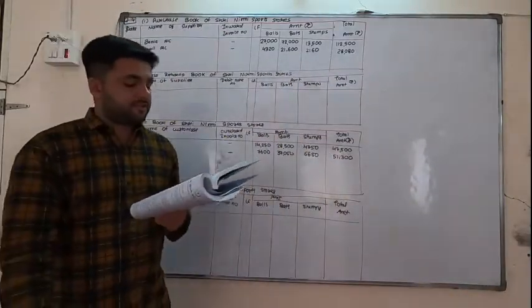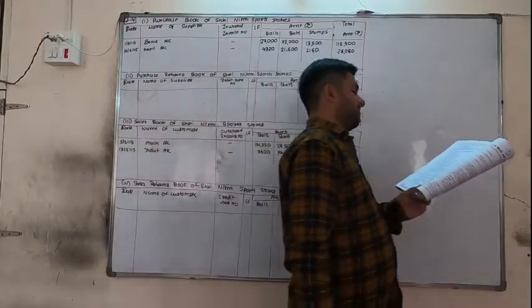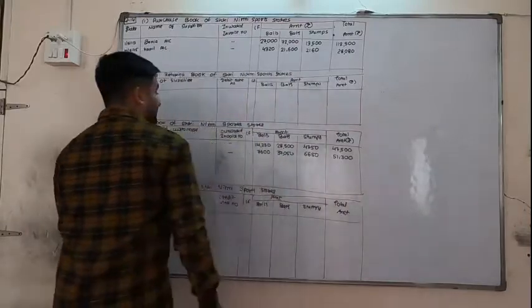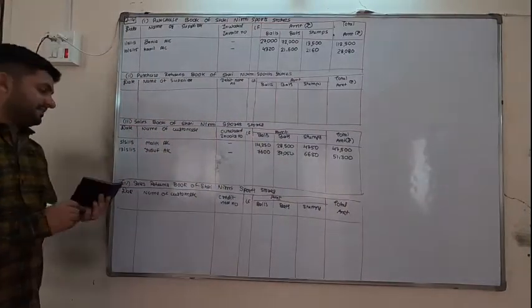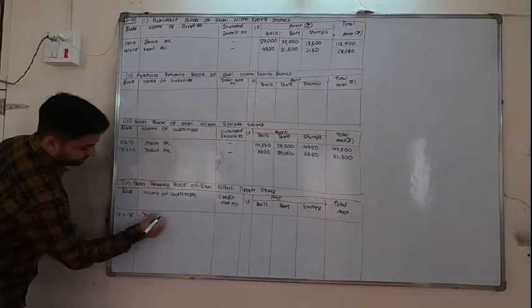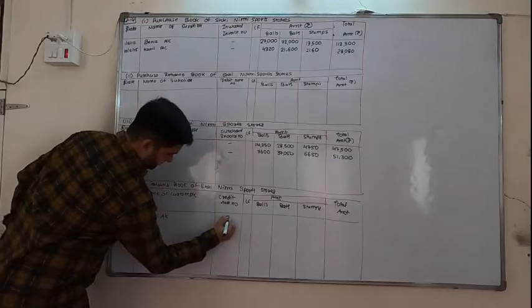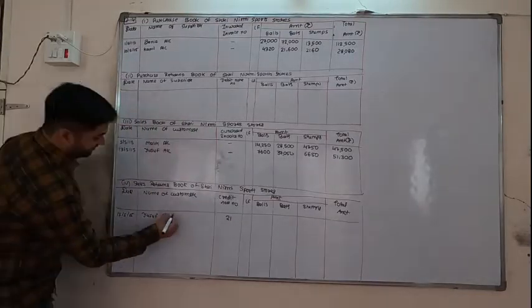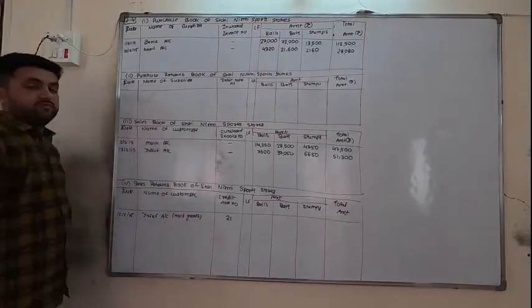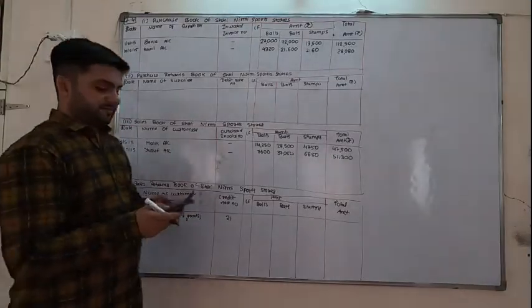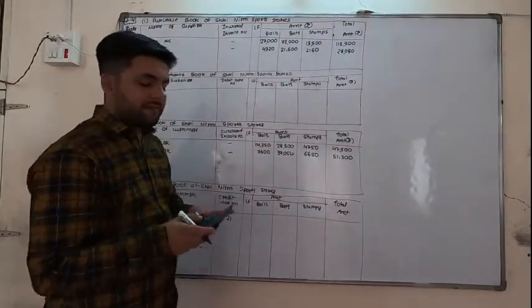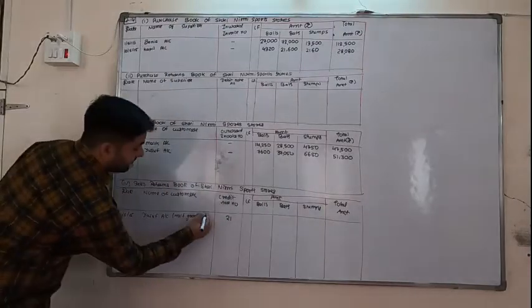On 15th, Yusuf returned half of the goods, credit note number 21 sent to him. The goods which we have sold to Yusuf, he is returning half of the goods, so directly it is easy. 15,550. Yusuf account, credit note number 21. Half goods, so take half of each. 7,600 into 50%, or you can divide by 2 also. We will divide by 2.